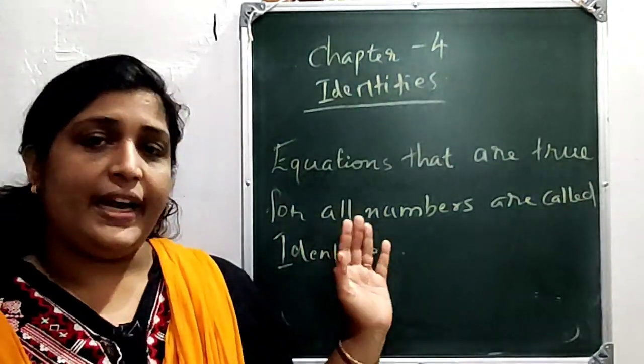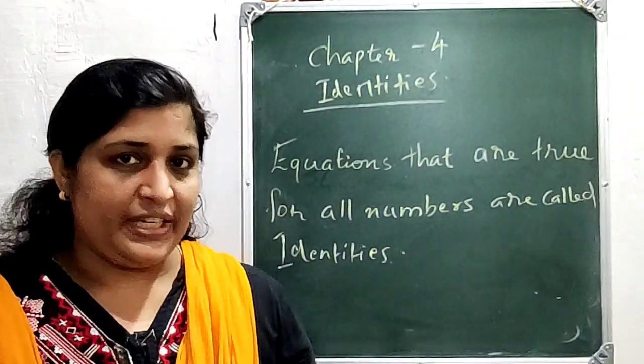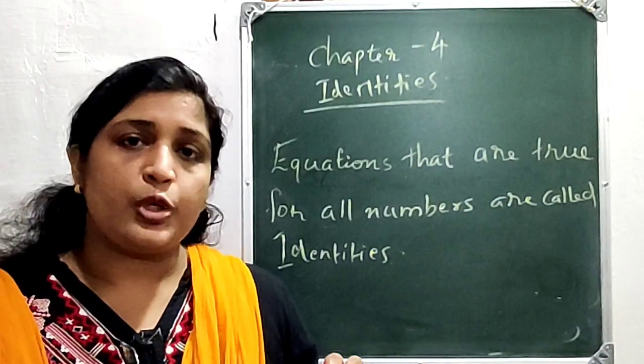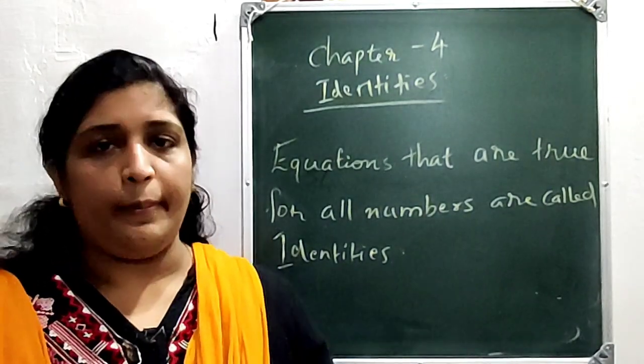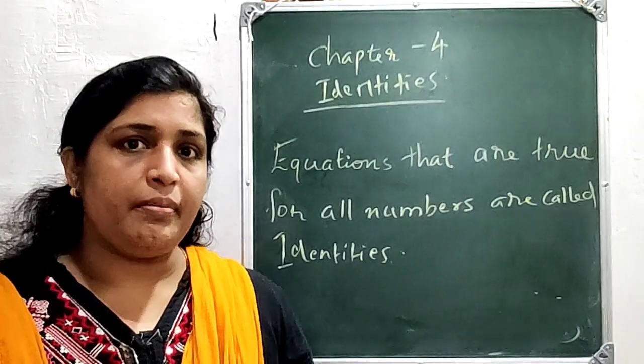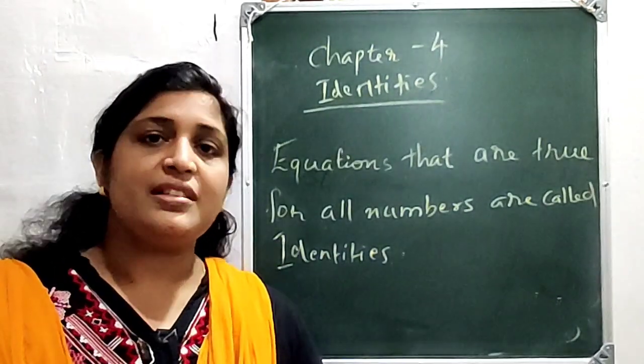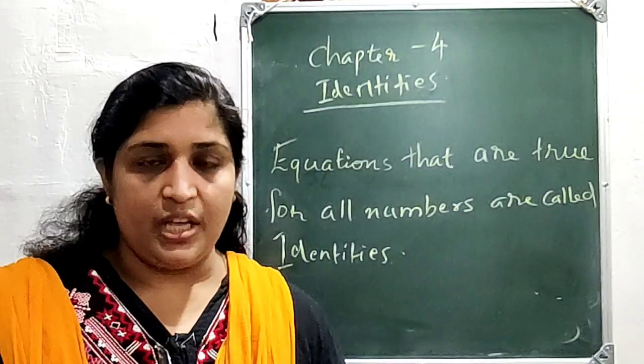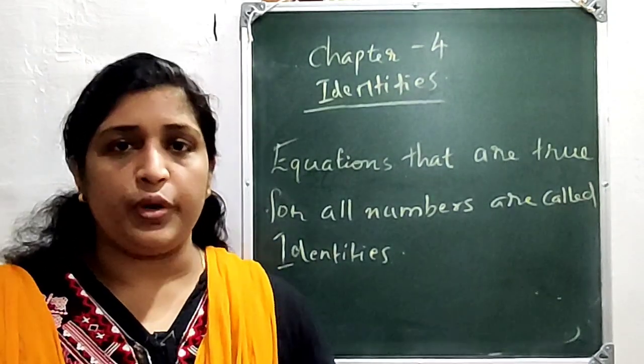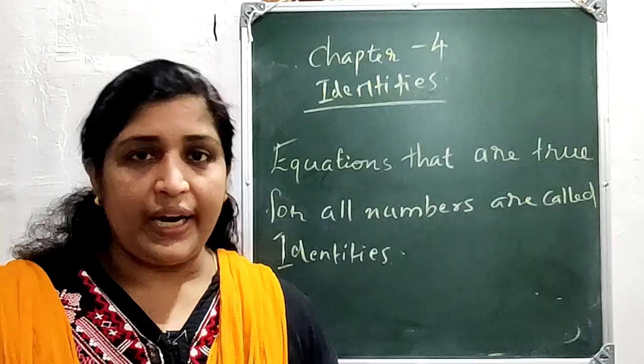So, identities are actually equations that are true for all numbers. For every number, the equation is true. Such equations are called identities. So, in this chapter we are going to discuss identities.